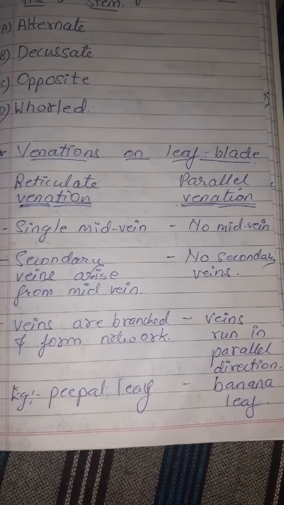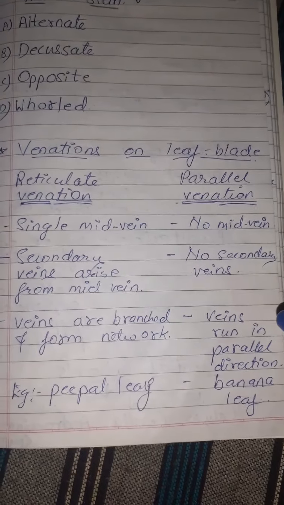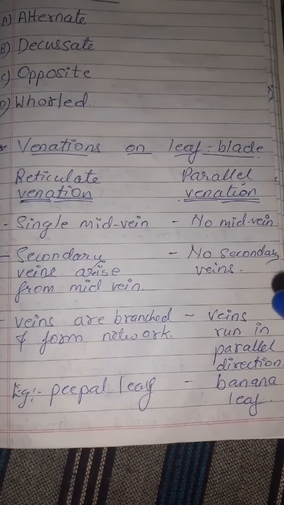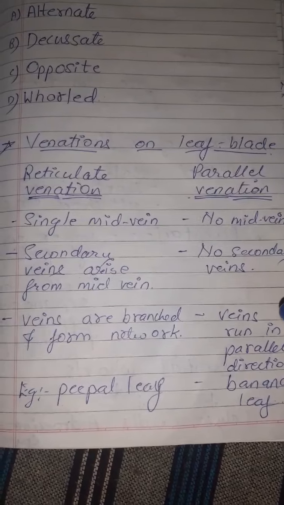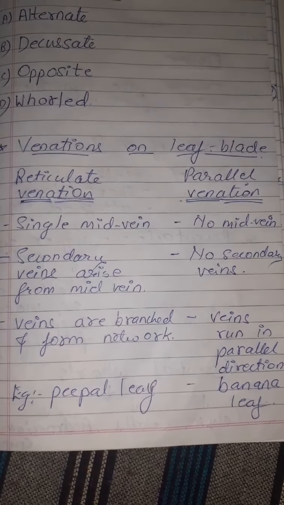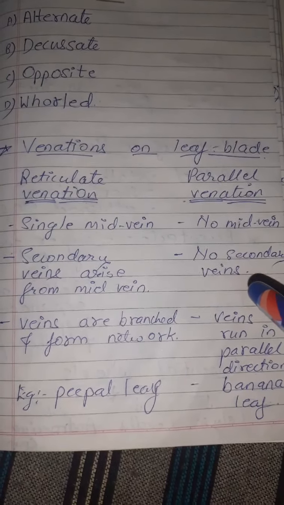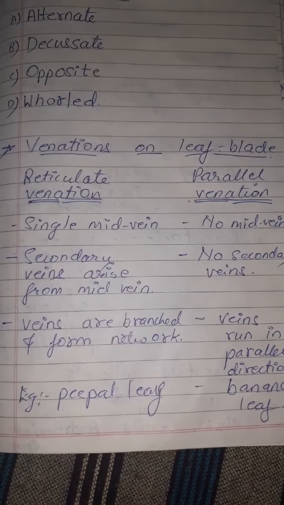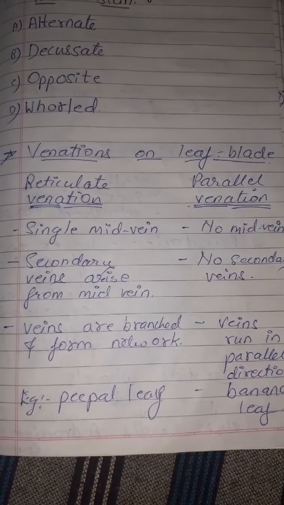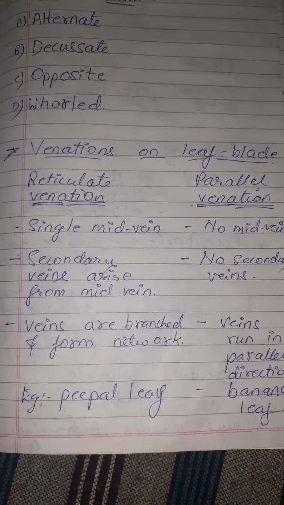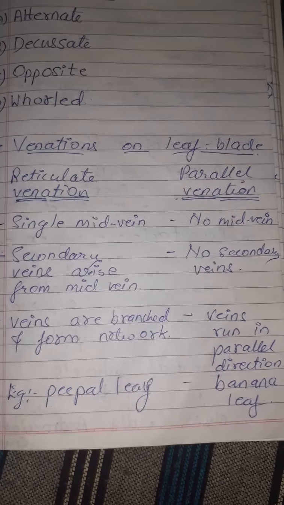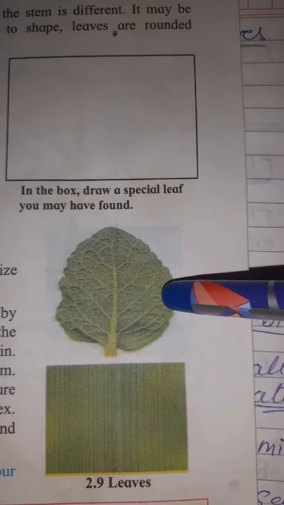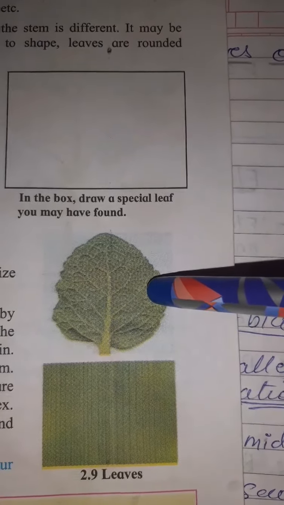Reticulate venation, how does it look like? It will have a single midrib, a central line, and all other veins will arise from this mid vein. And these secondary veins which arise from the mid vein are going to form a branch. For example, the leaf of peepal tree. This is called reticulate venation. This is an example of a leaf showing reticulate venation.